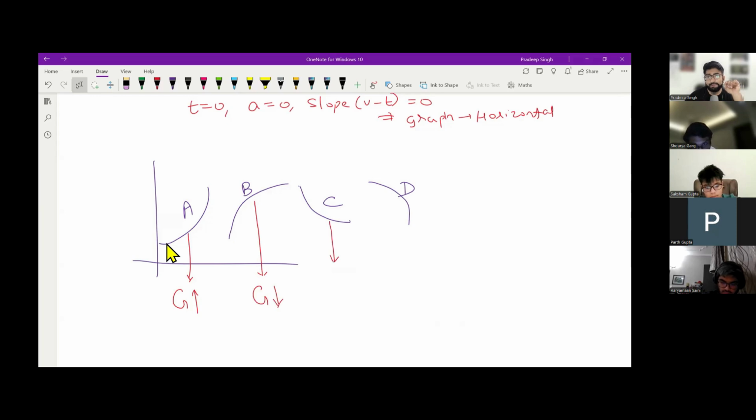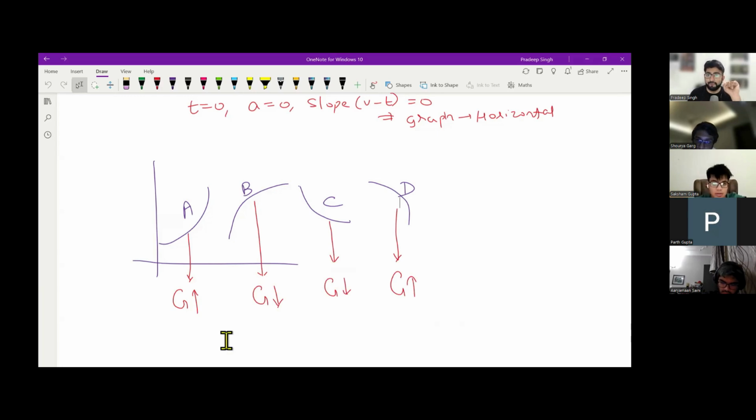For C, Parth. The gradient is also decreasing. For D, the gradient is increasing. So let's analyze B. It will be increasing, no? The gradient is increasing because it's still over there, it's just reaching a plateau, but it's still increasing till that point.